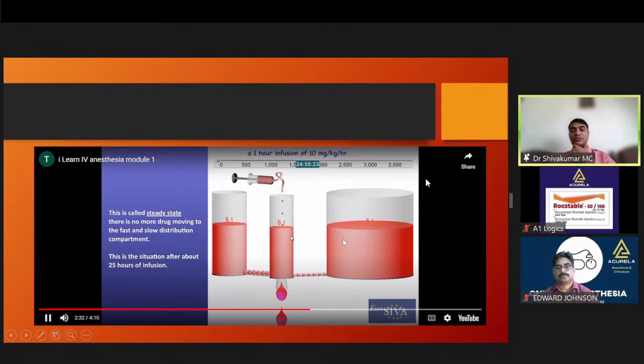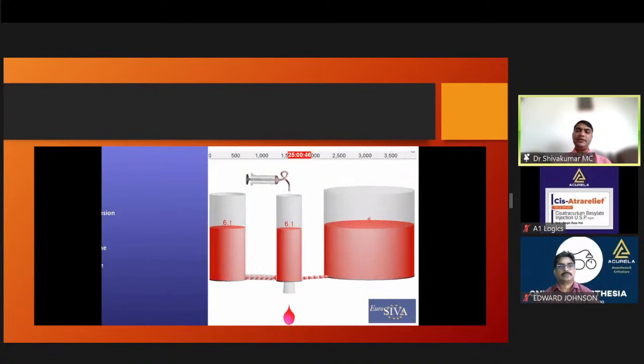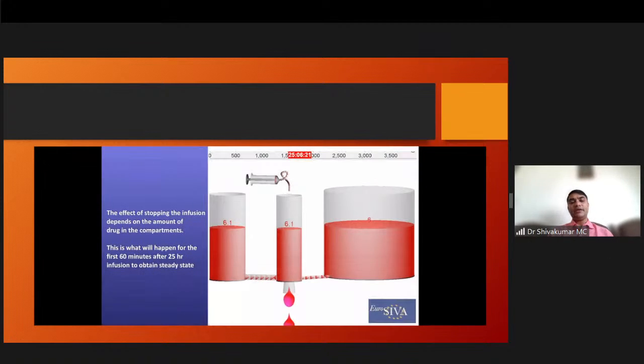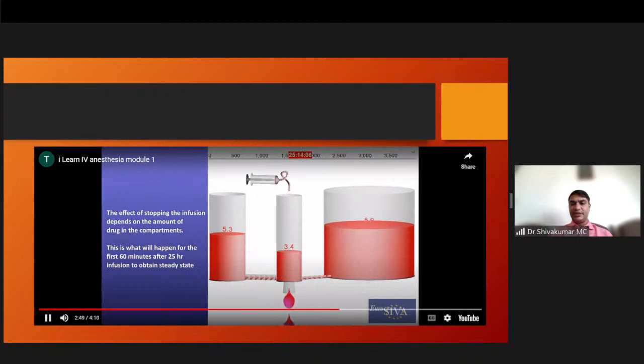So we don't require to achieve a steady state level in all the compartments. What is important is the amount of drug achieved in the plasma concentration, which will determine the effect site targeting, or effect site compartment.